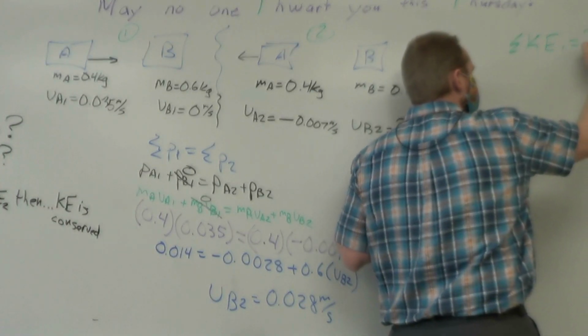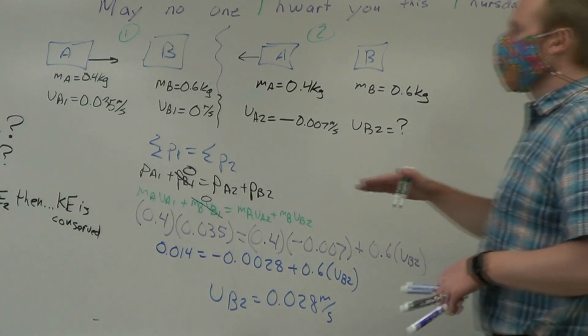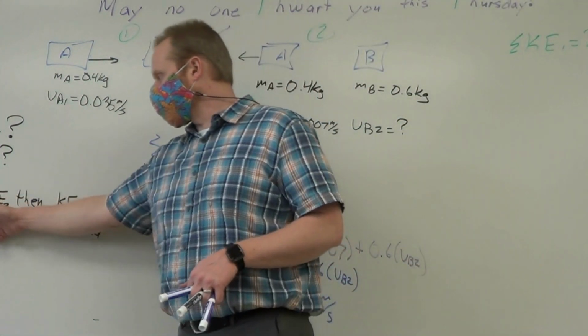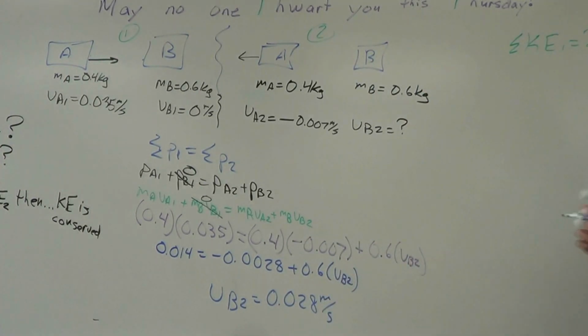The new part of this is when we try to figure out if kinetic energy is conserved, I have to determine how much kinetic energy it started with, and then calculate how much kinetic energy it ends up with. If they equal one another, then kinetic energy is conserved, which tells me it's an elastic collision. If they don't equal each other, then it's not conserved, which tells me it's a partially inelastic collision. So I'm going to sum up my kinetic energy at location 1.